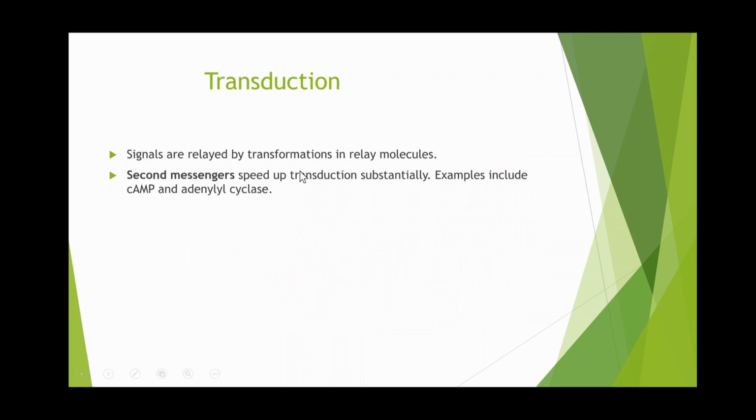Alright, so let's move on to the second stage, which is transduction. Transduction, all it really is, is when we convey the signal from the binding of the ligand to the receptor all the way to the final response, whatever that may be. The way that we send the signal is through transformations in relay molecules. That can be phosphorylation, which is the adding of phosphate groups, or it can be many other chemical transformations.